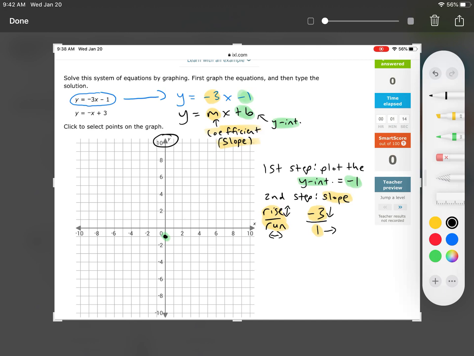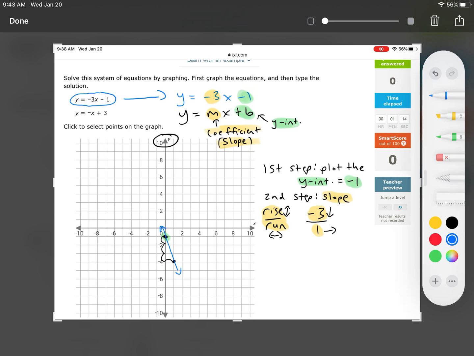So from this green dot, we're going to go down 3: 1, 2, 3, and right 1. This is now our second point, and that's really all you need to graph this first one. I'll graph it in blue. Once you connect these 2 points, it'll draw the line.